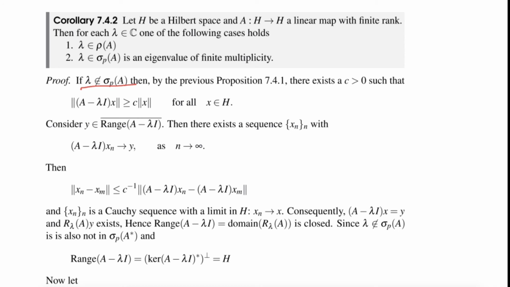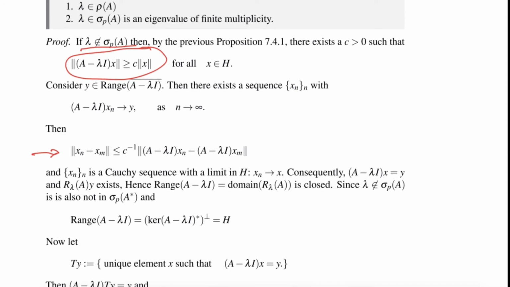So then we look at x_n minus x_m, and we want to show this is a Cauchy sequence. So by the previous estimate, we can estimate the norm of x_n minus x_m to be at most 1 over c times the norm of (A minus lambda I)x_n minus (A minus lambda I)x_m. But now (A minus lambda I)x_n and (A minus lambda I)x_m both converge to y, so this is a Cauchy sequence, which has a limit in H, which we call x. So then (A minus lambda I)x will be equal to y, which means the resolvent R_lambda(A) exists. So then the range of A minus lambda I corresponds to the domain of the resolvent. So for each element in the range we can find the inverse. And the limit point is included, so then these sets are closed.